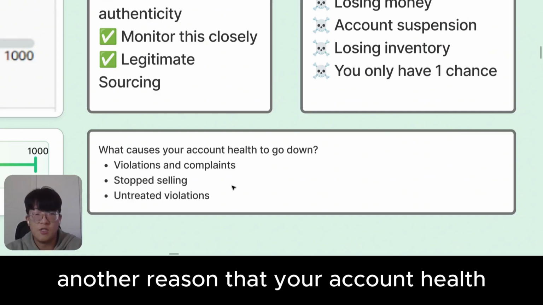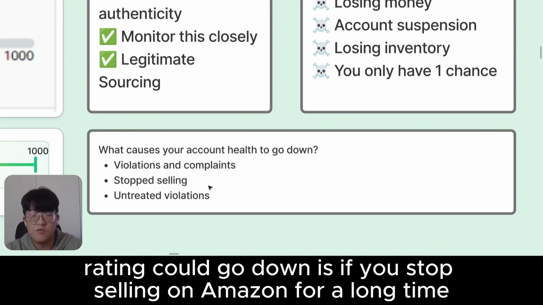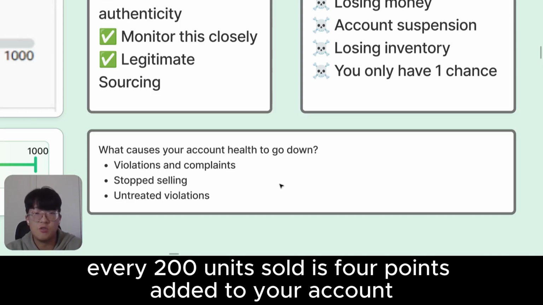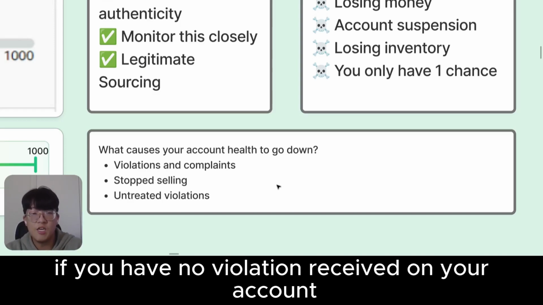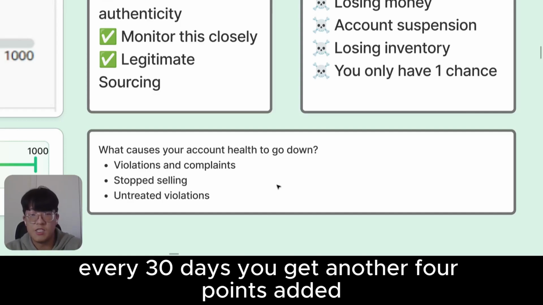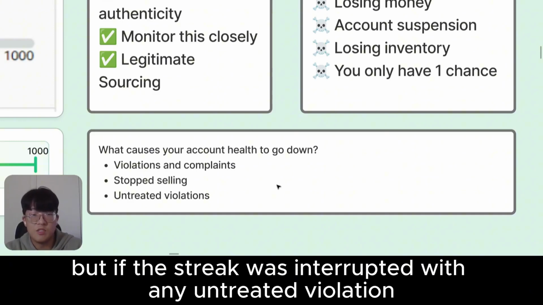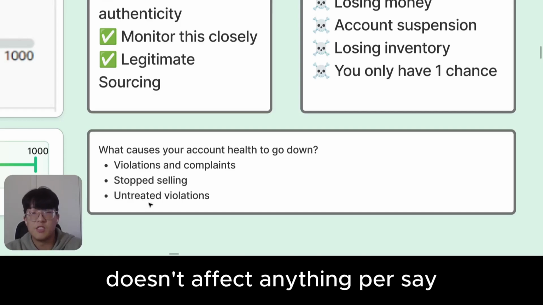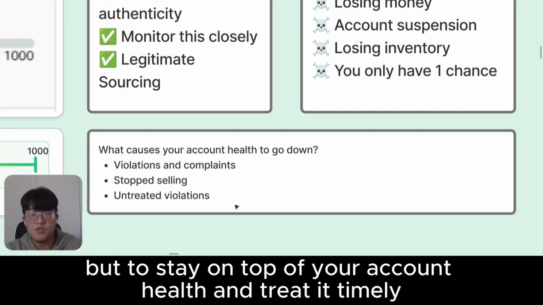Another reason that your account health rating could go down is if you stop selling on Amazon for a long time. Getting more sales can increase your account health rating. Every 200 units sold is 4 points added to your account. If you have no violation received on your account every 30 days, you get another 4 points added. But if the streak was interrupted with any untreated violation, even if it's low impact, doesn't affect anything per se, but to stay on top of your account health and treat it timely.